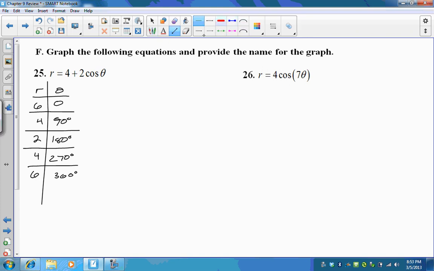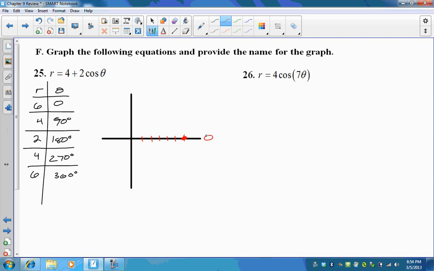So let's plot those 4 points. It looks like I go a lot of units out to the right towards 0 degrees. I need to move 6 units towards 0: 1, 2, 3, 4, 5, 6. 6 units towards 0, 4 units towards 90.